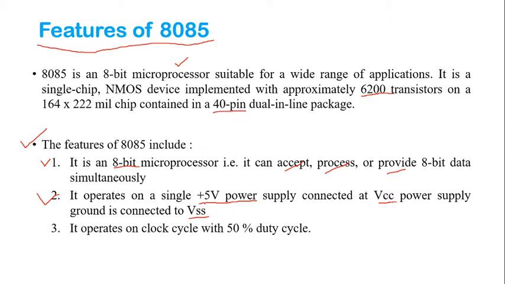Now the third one, that is, it operates on a clock cycle with 50 percent duty. Now what is duty cycle? Duty cycle is turn on time divided by the total time. So our microprocessor is going to work on 50 percent. So 50 percent time is on time and 100 percent time is the total time. So the turn on time of the processor we can call 50 percent.